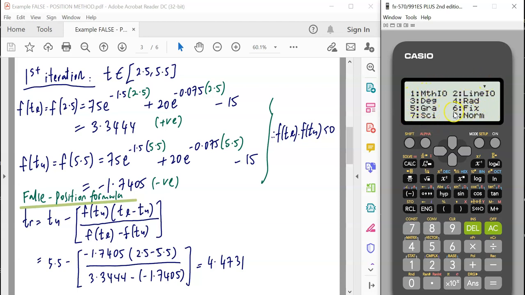In this place here, it displays the fixed term. You can see number 6 is fixed, so you press number 6. Alright, and the calculator asks you how many significant figures you want to use in your calculation. So we want 4 decimal places, then you choose number 4. So now your calculator has been set into 4 decimal places.